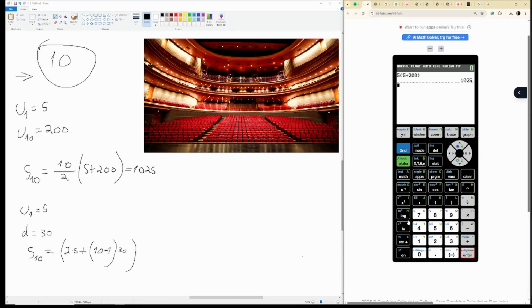Which will be 2 times 5 plus 9 times 30. And you will get that the total here will be 280 people who came in within that time.